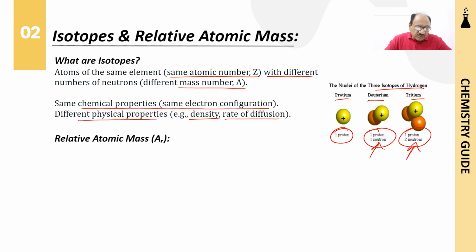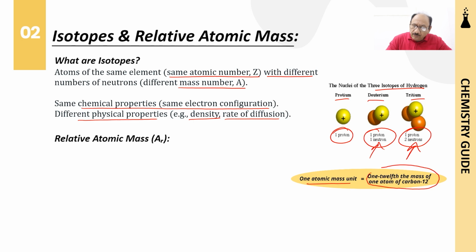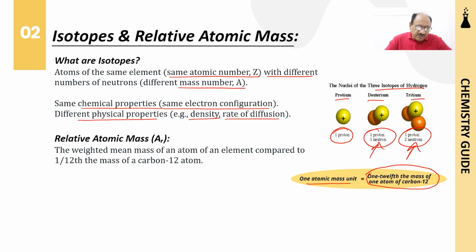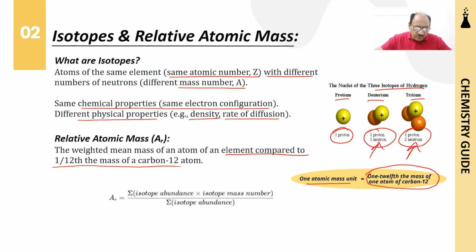Relative atomic mass, how can we define it? One atomic mass unit is 1/12 of the carbon-12 atom, right? So the weighted mean mass of an atom of an element compared to 1/12 of the mass of the carbon-12 atom. This is how we can define it.